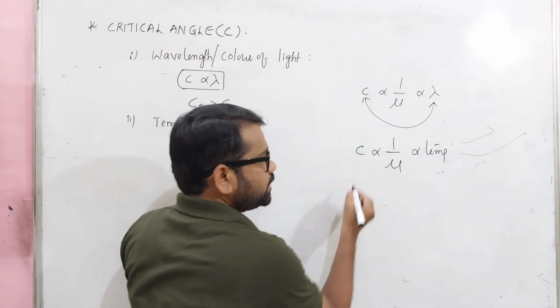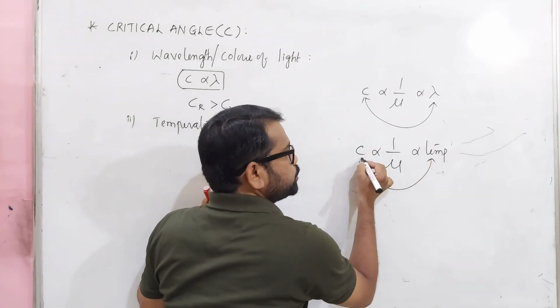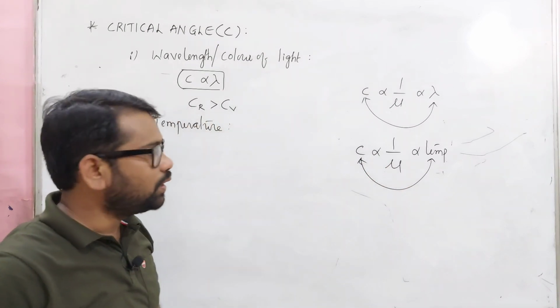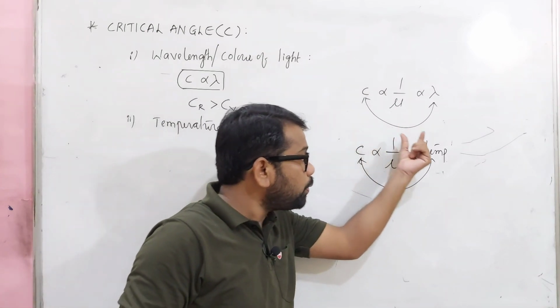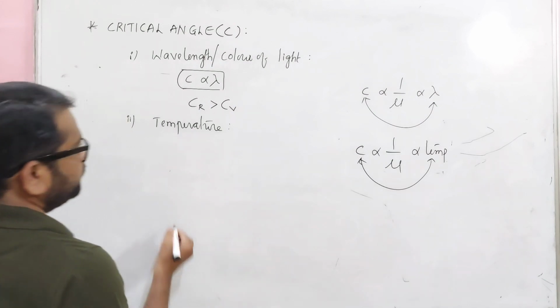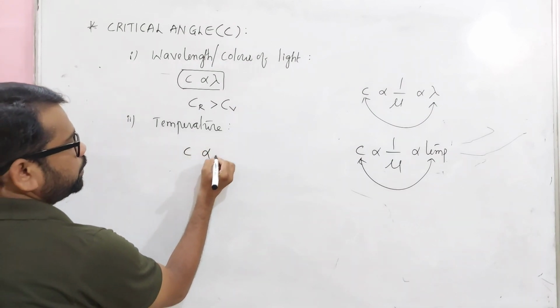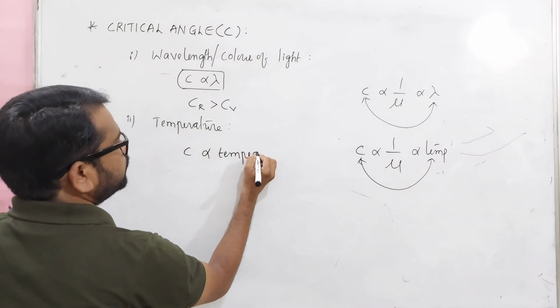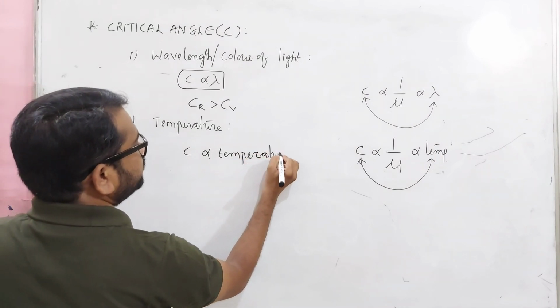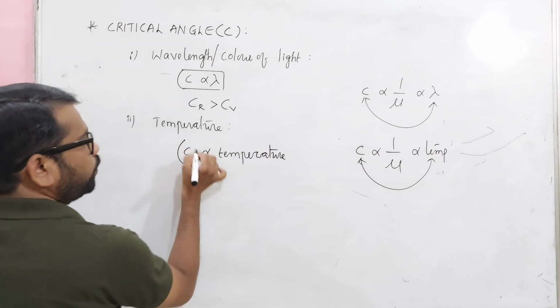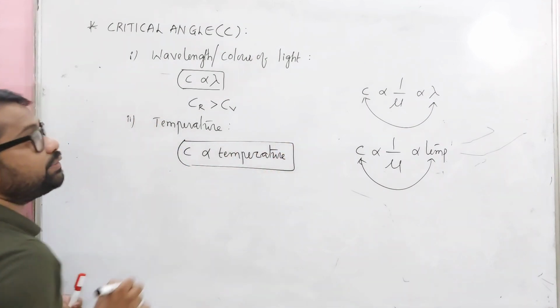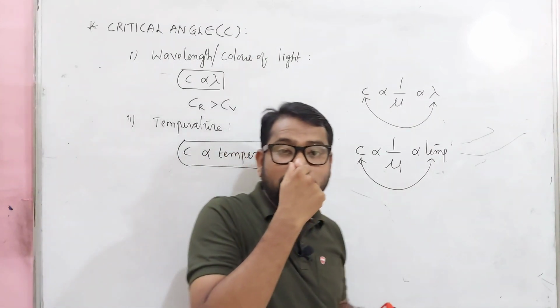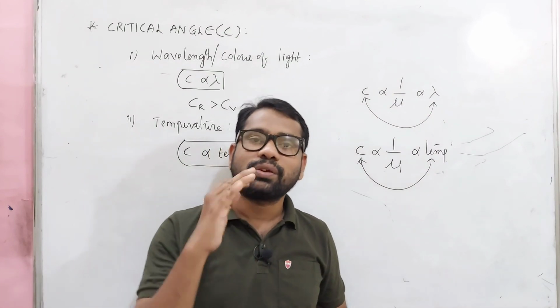Now, our intention is to make a relationship between these two. So critical angle is proportional to the temperature. It's very important. Which means, as the temperature increases, the critical angle for a given pair of two mediums also increases.